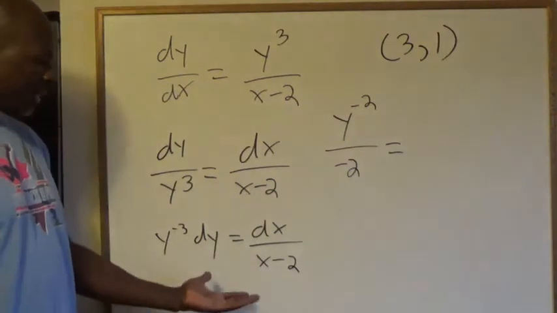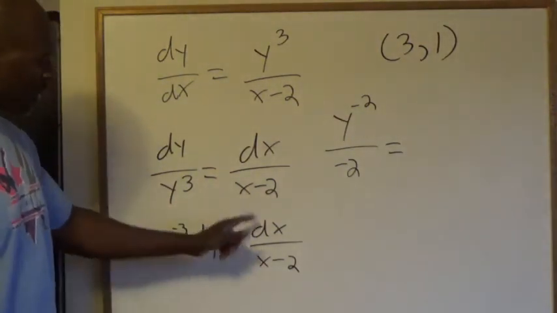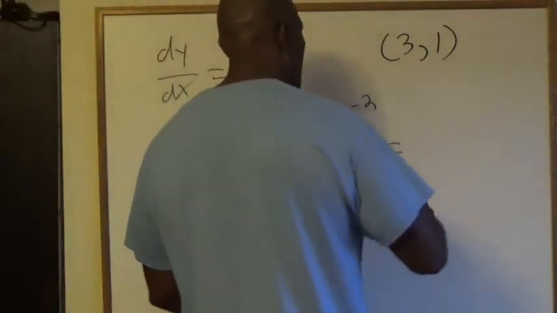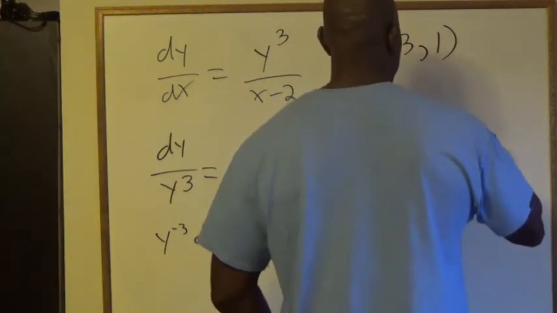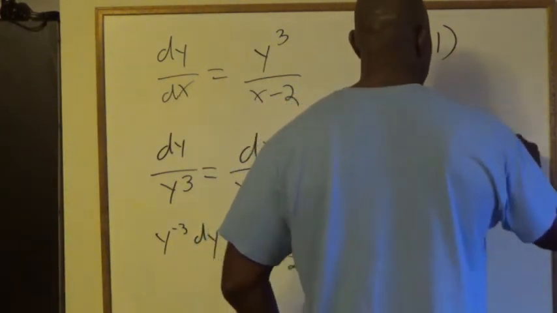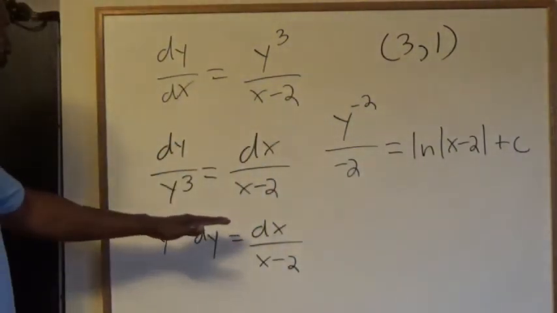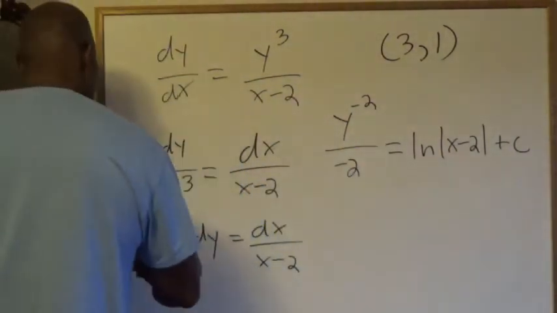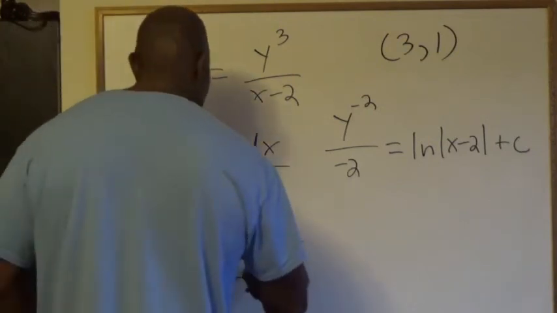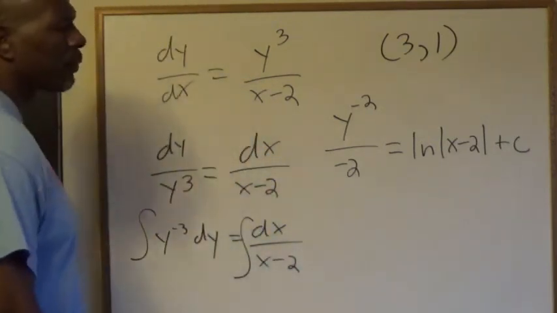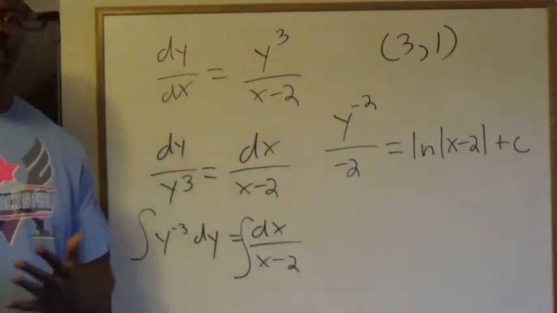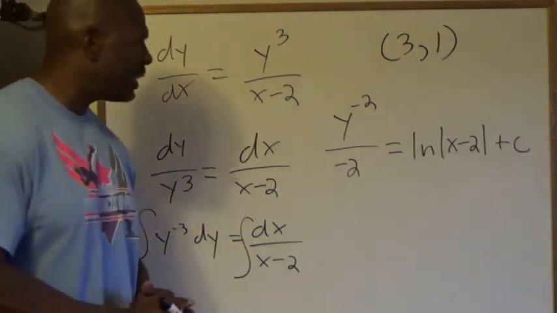Here, again, it's trivial. We use substitution, so that's ln|x - 2| plus some constant. So we separate it. I wrote the answer without writing the integral symbol. Let me write the integral symbol. Then we integrate it. After I integrate, I like to immediately find the value of c.